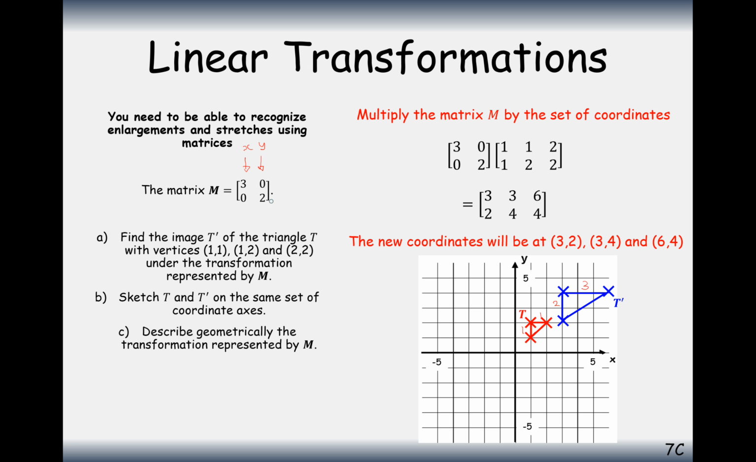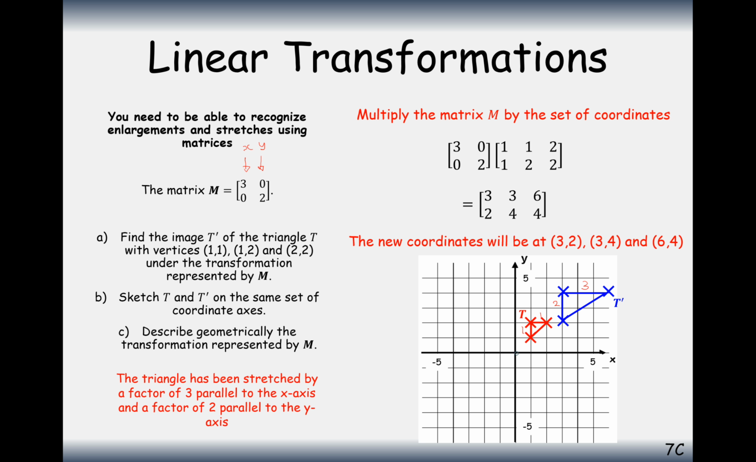That's what happens in these sorts of matrices, where there's a 0 and a 0 in the other diagonal. The two numbers in the leading diagonal are the axis stretching scale factor for each of the x and y-axis separately. If the numbers were equal, then it would be an equal stretching scale factor in both axes dimensions. In this case it's 3 in the x, 2 in the y. Finishing off this question, part C asks us to describe geometrically the transformation represented by M. In this case it's a stretch with scale factor 3 parallel to the x-axis and a scale factor of 2 parallel to the y-axis.